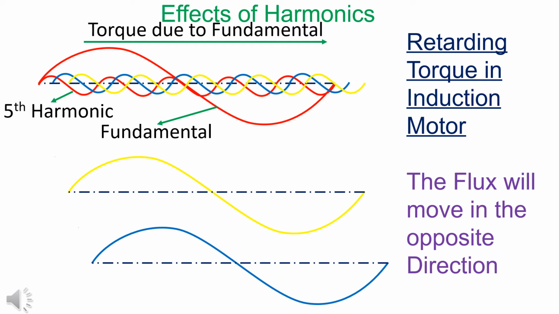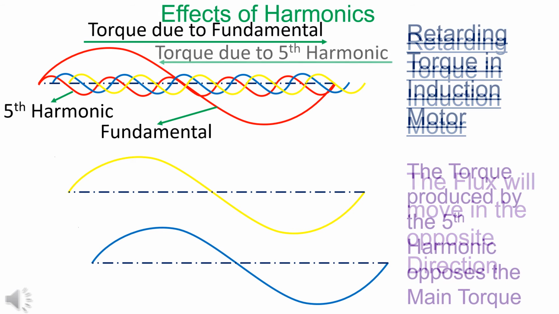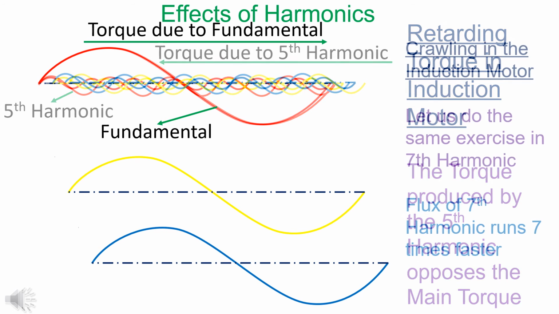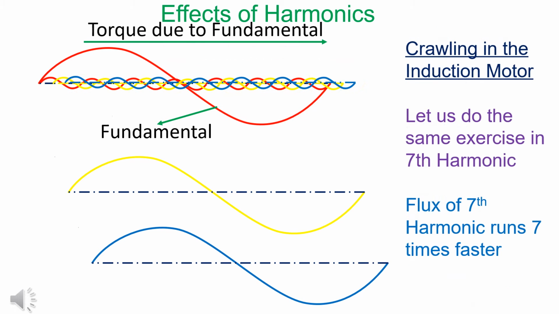The flux will move in the opposite direction with respect to the fundamental. The torque produced by the fifth harmonic opposes the main torque. Now let us do the same exercise in the case of seventh harmonic.